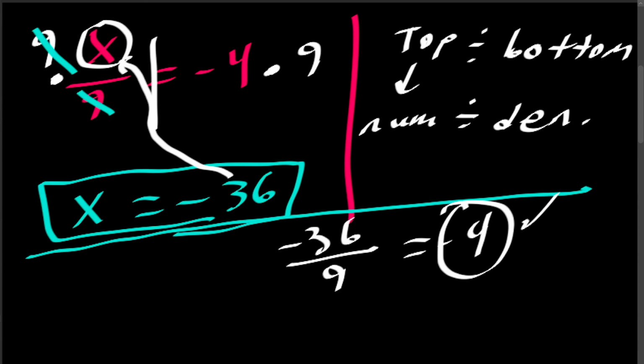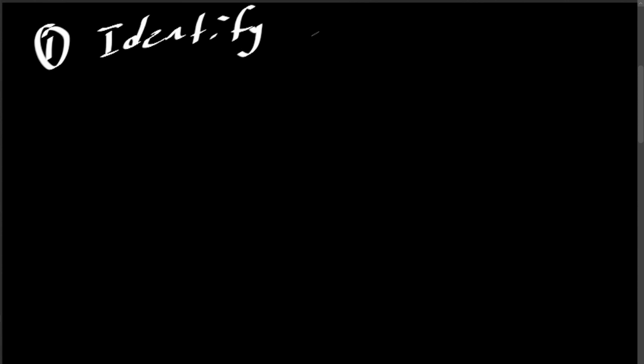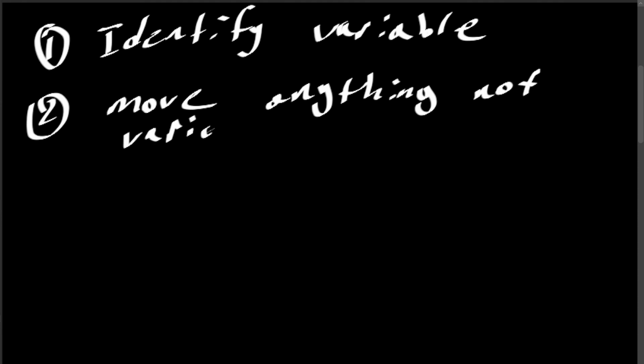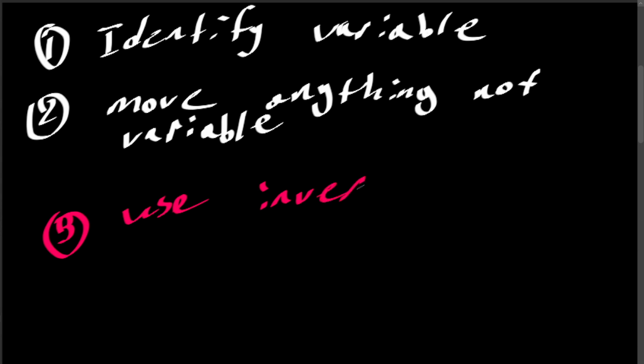So let's recap real quick. The big takeaways are this. The steps are, once again, you want to identify your variable. So identify variable. Then you want to move anything that's not the variable. So move anything not variable. And then last, you're going to use inverse operations to do that. So use inverse operations or opposite operations.